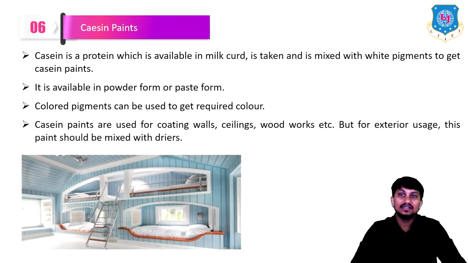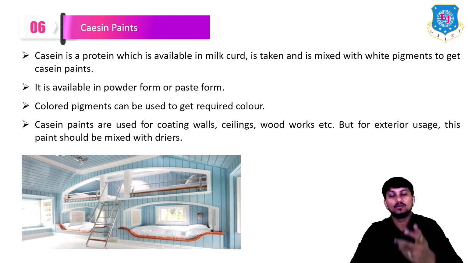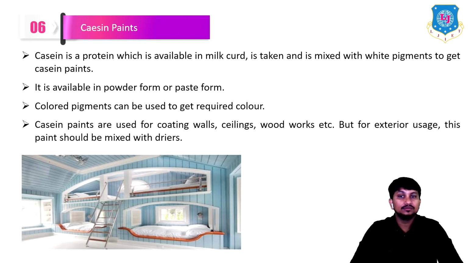Next type of paint is casein paint. Casein is a protein which is available in milk curd, and it is mixed with white pigments to get casein paints. It is available in powder form or paste form. Color pigments can be used to get the required color. Casein paints are used for coating walls, ceilings, woodworks, etc. But for exterior usage, this paint should be mixed with dryers.